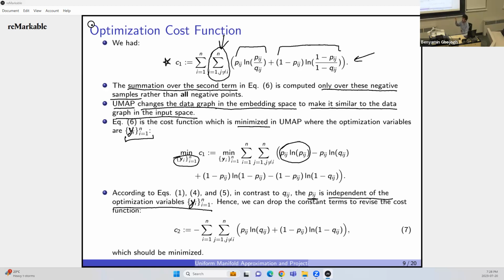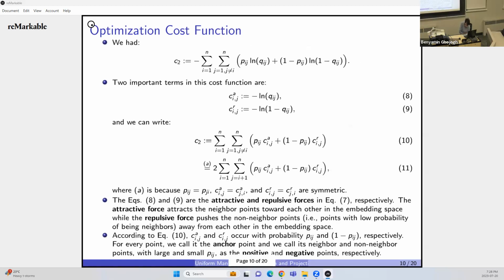Why can I drop it? Because the cost is not important to me, but the argument of the optimization is important to me, so I can drop it. And also this term is purely based on Pij, so I can drop it. Therefore, I will have only these two terms. I factor out the negative sign here, and this should be minimized.